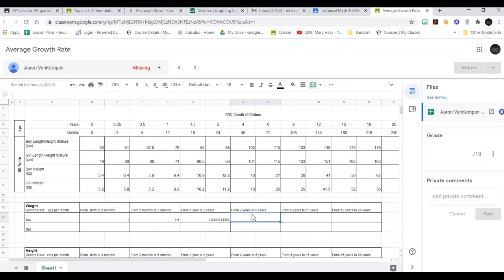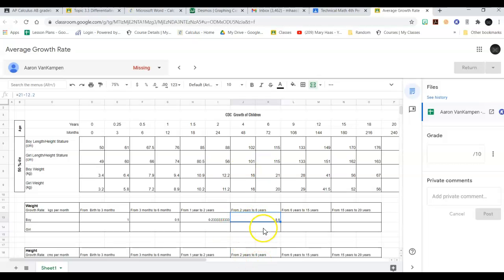Okay, so now I'm going from 2 years to 6 years. All right, that's 72 months, and 2 years is 24. So when I subtract, I'm going to take 72 minus 24 for the second part. But first you do the weights. So the weights go first. So I'll type in equals. All right, what's the weight at 6 years old? 21 kilograms minus 12.2. So equals 21 minus 12.2. And I'm going to hit enter, and it's 8.8.